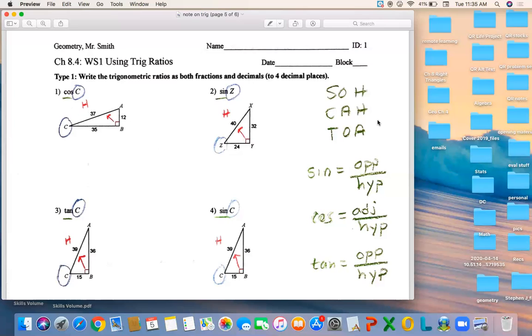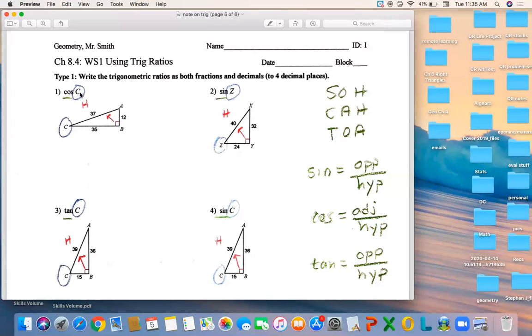So for cosine, we want the adjacent along with the hypotenuse. Now the adjacent side is the side that connects the angle in question to the right angle. Adjacent means next to or touching. So this side here would be the adjacent.